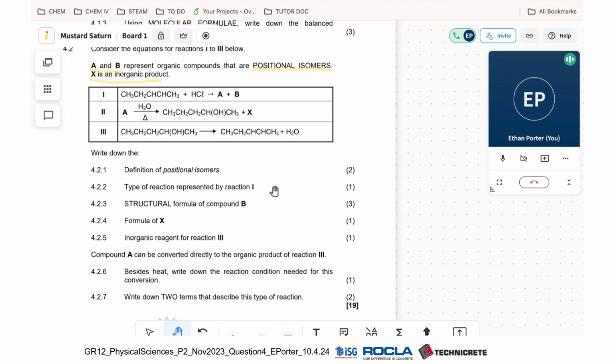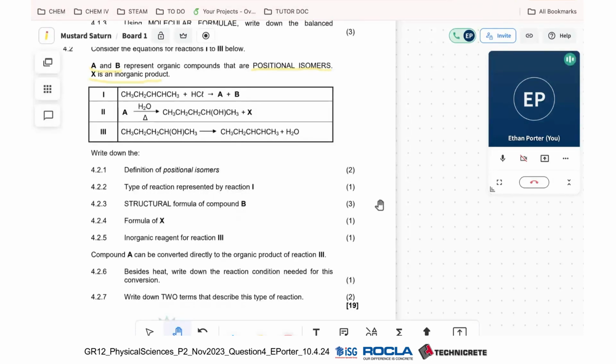Unfortunately, you just have to memorize that and be able to recognize when you're adding something to this compound. It's hard to see, but there is a double bond here. This is an unsaturated molecule. So HCl can attack that double bond and add hydrogen one side and Cl the other side. So it's definitely an addition reaction. Okay. Question 4.2.3, what is the structural formula of compound B?